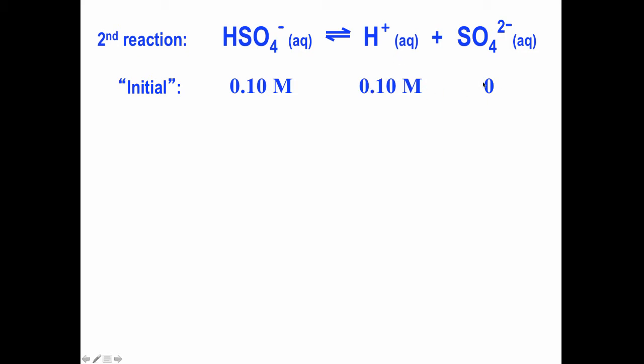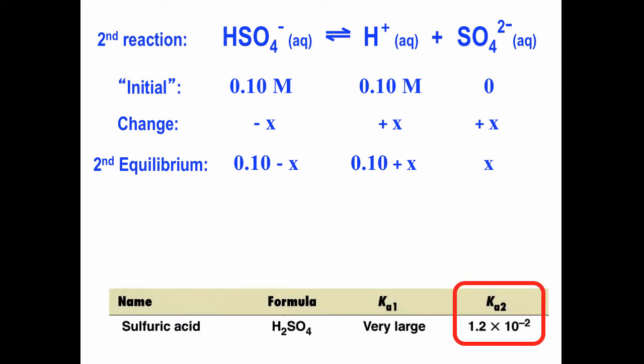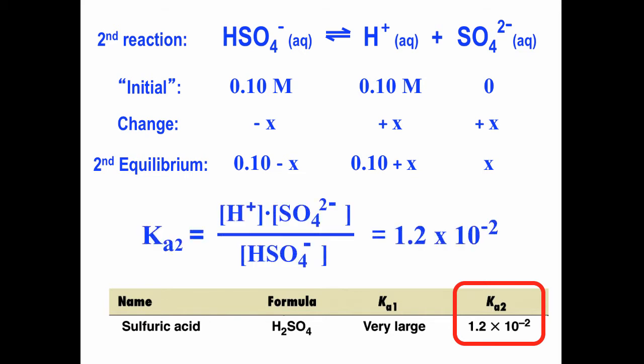Initially, we have 0.1 molar HSO4 minus and 0.1 molar H plus, and we will say we haven't let it dissociate yet, so 0 SO4 2 minus. So these are essentially the results from the first dissociation. Minus X and plus X as appropriate. At equilibrium for the second dissociation, we have 0.1 minus X molar for HSO4 minus, 0.1 plus X molar for H plus, and X for SO4 2 minus.